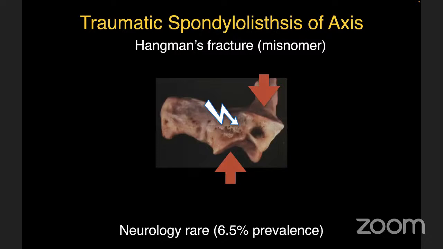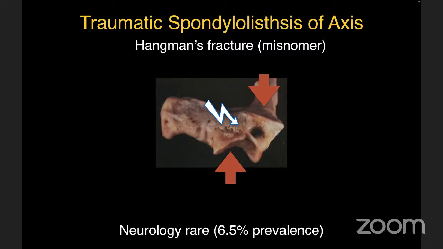Then coming to hangman's fracture, it's actually a misnomer because hangman doesn't get this kind of a fracture. It's actually traumatic spondylolisthesis of axis. And the reason for having fractures in the pars region of the C2 is because you notice the C2 superior facet and the C2 inferior facet are not exactly on top of each other, like how they are in the C3, C4, and C5. So whenever there is a force acting on these facet joints, the weakest part in this area is this pars, which fractures. Again, neurology in this is not as common.